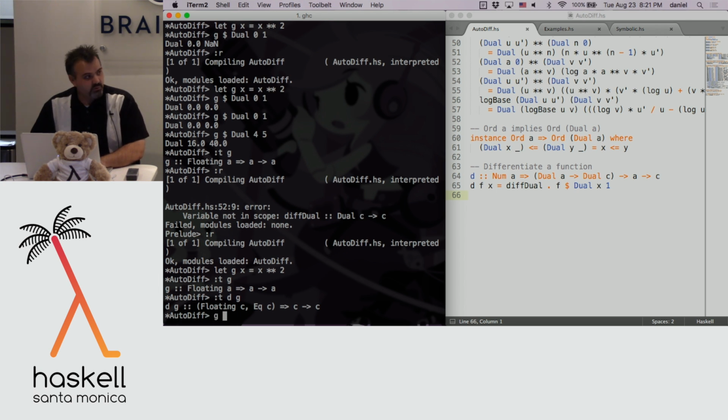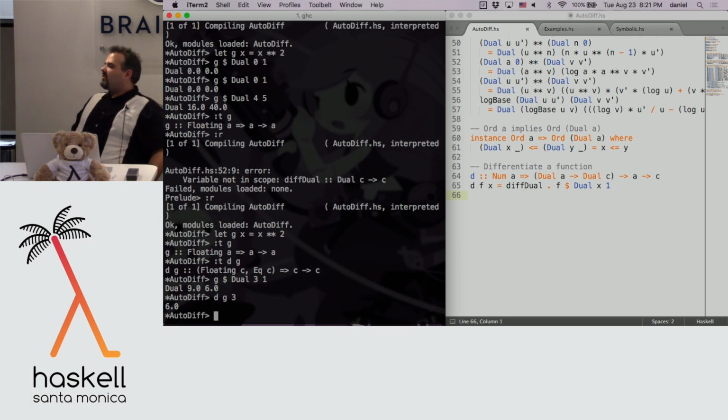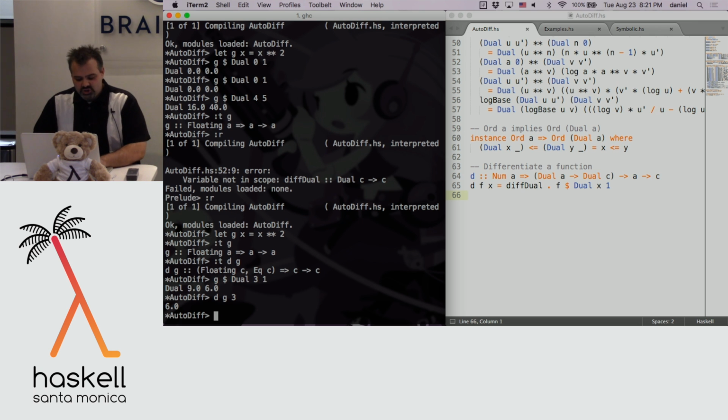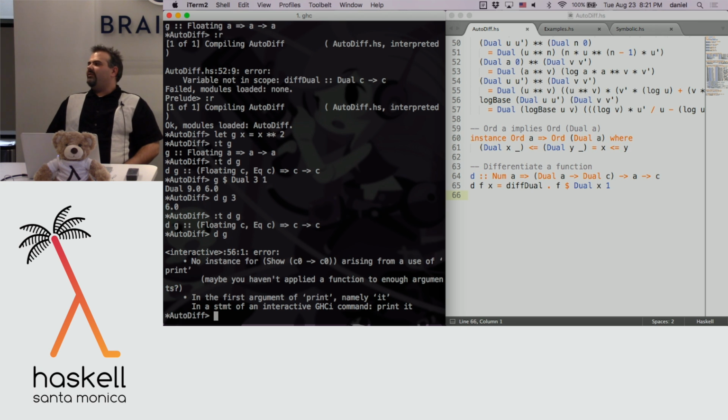So what we did: let's take our G, apply it to dual 3, 1, and we get dual 9, 6. That's the function value and the derivative at 3. Well, let's apply DG simply to the number 3. We don't need that artificial 1 right there, and we get 6. So what is DG in our code? DG is the derivative of the function G. So we can't look at it. There's no show. The people who wrote Haskell forgot to write a show instance for functions.